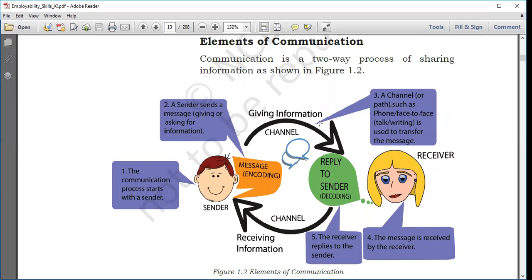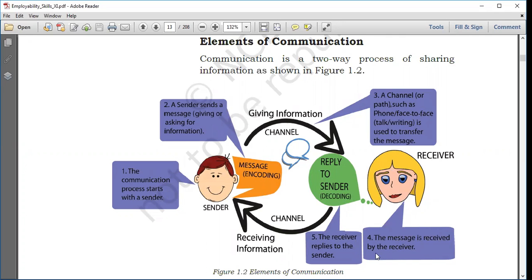Then third thing required is how the message will go. A channel is required, a path is required, right? Channel कैसे, जैसे एक तो face to face talk है या phone पे बात कर रहे हैं. So that phone is a channel. Face to face means you are talking to somebody directly. That is also one channel. So we need a channel for communicating or transmitting the information from one sender to the receiver, right?